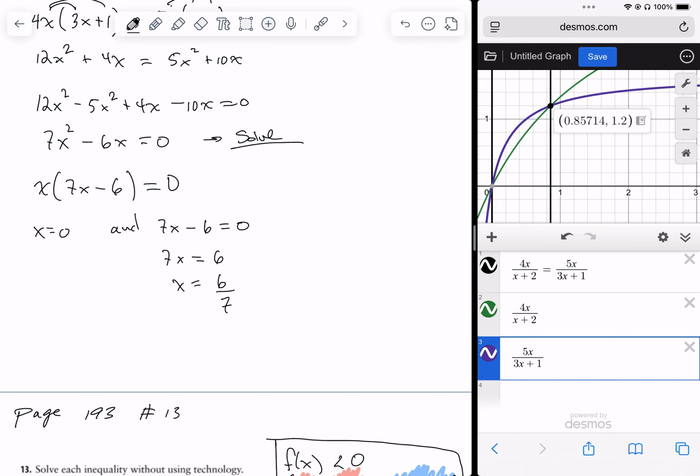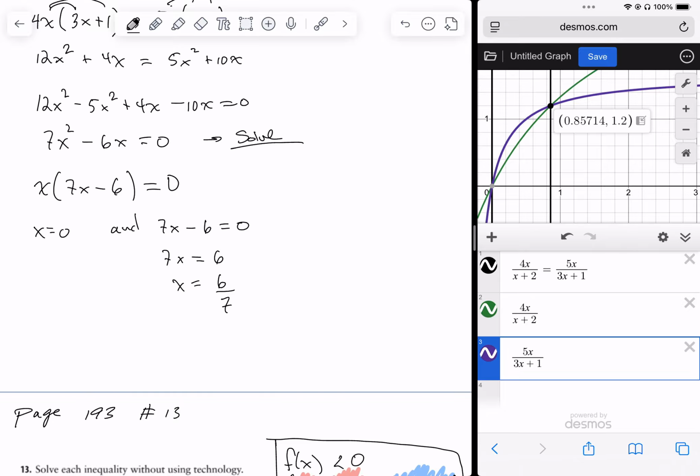Now, if I go back over to Desmos here, I have a sneaky suspicion that 6 divided by 7 is going to be 0.857. So let's look. There you go, so we got it right. 6 divided by 7 is at 0.857.